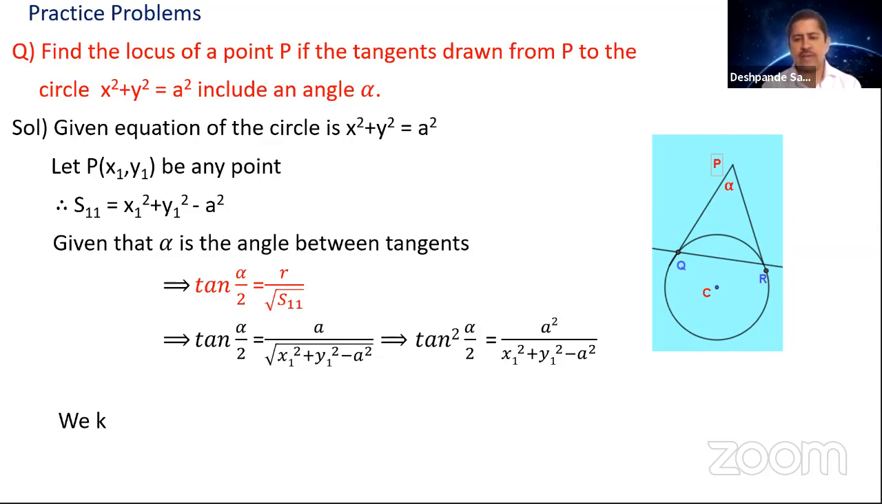Square root and square will cancel off. You get simply the term x1 square plus y1 square minus a square. Now, you need to find out angle alpha, but you have found out alpha by 2 here. So to find out alpha, we take up a formula.